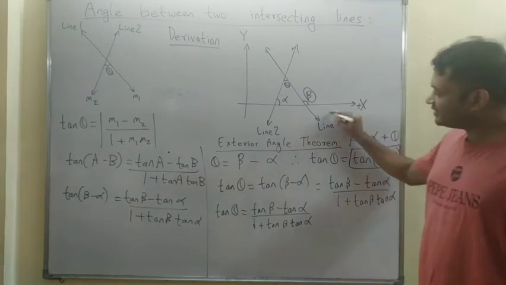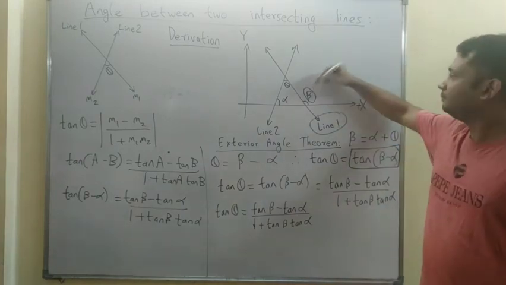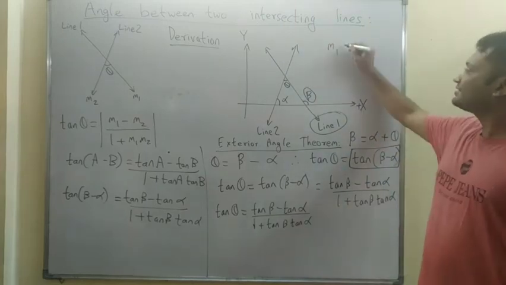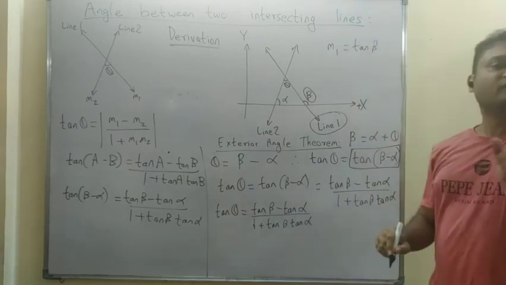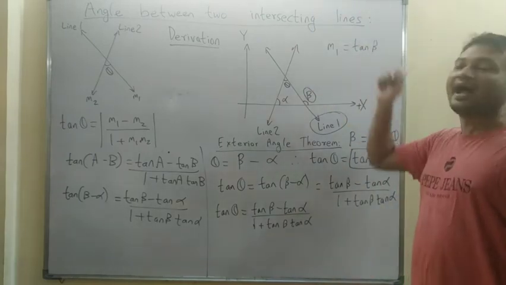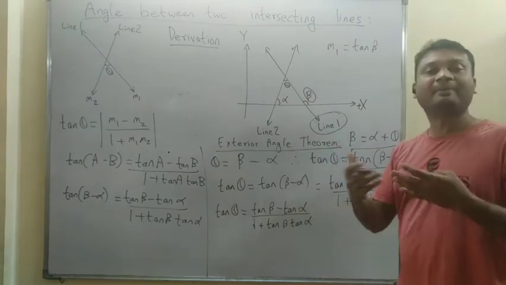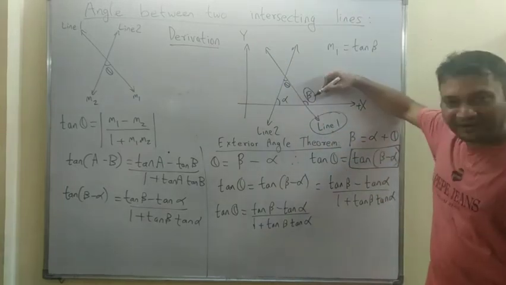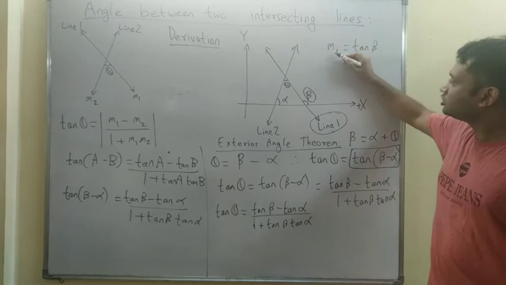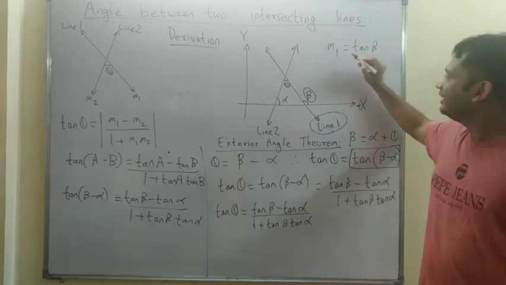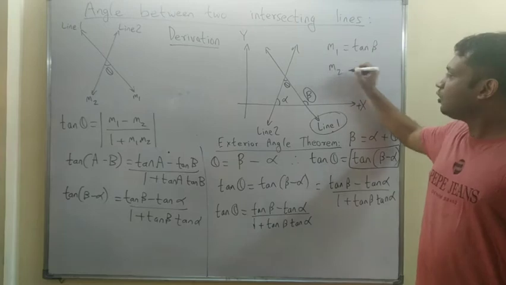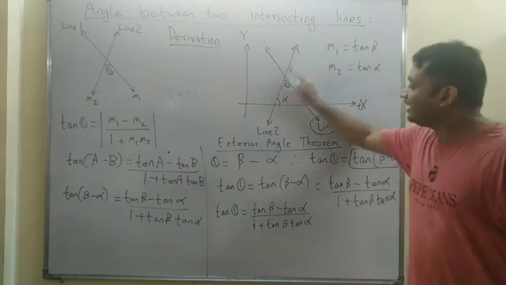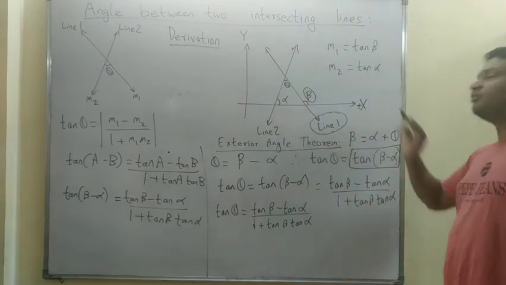Now if you see, this is line 1 making angle beta. So I can say the slope of line 1, m1, is nothing but tan beta, because we have already studied that slope is tan theta, where theta is the angle made by the line with the positive x-axis. This line 1 makes angle beta with the positive x-axis, so the slope of line 1, which is m1, is tan beta. Similarly, the slope of line 2 is equal to tan alpha, because line 2 makes angle alpha with the positive x-axis.